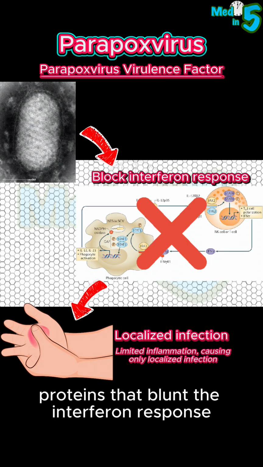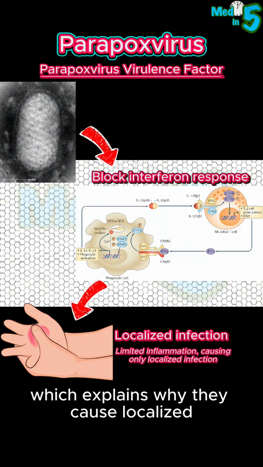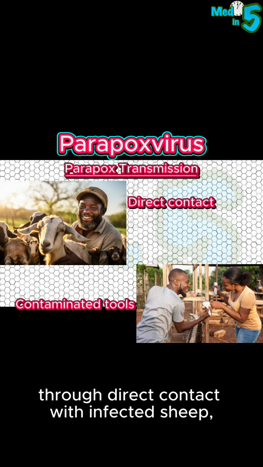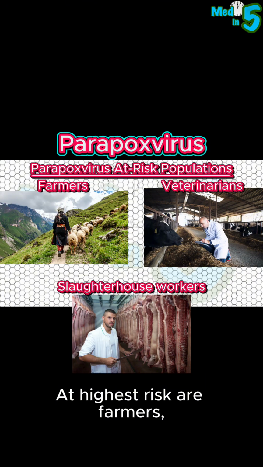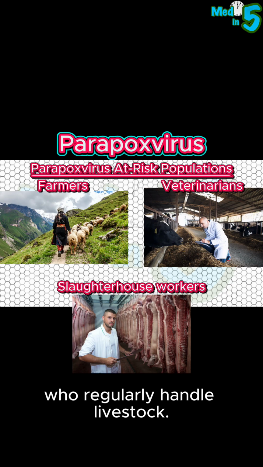Parapoxviruses produce proteins that blunt the interferon response and limit inflammation, which explains why they cause localized rather than systemic infections. Transmission occurs through direct contact with infected sheep, goats, or cattle, or from contaminated tools and equipment. At highest risk are farmers, veterinarians, and slaughterhouse workers who regularly handle livestock.